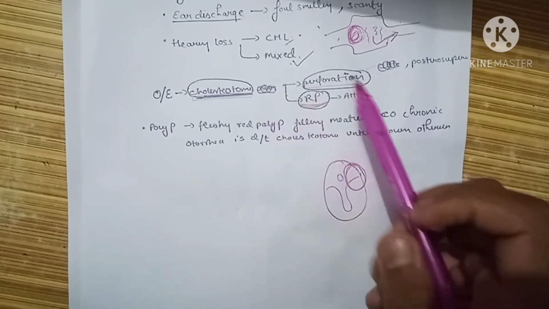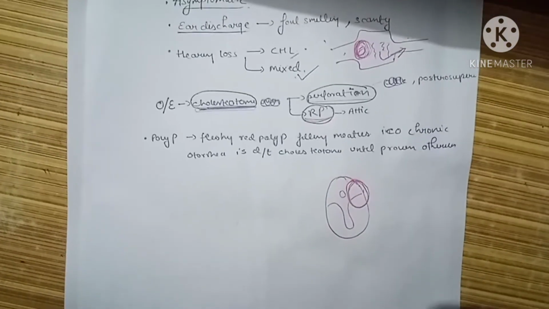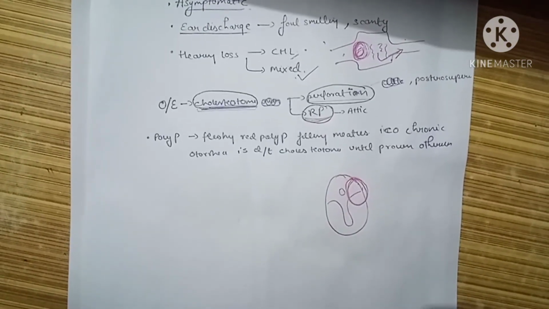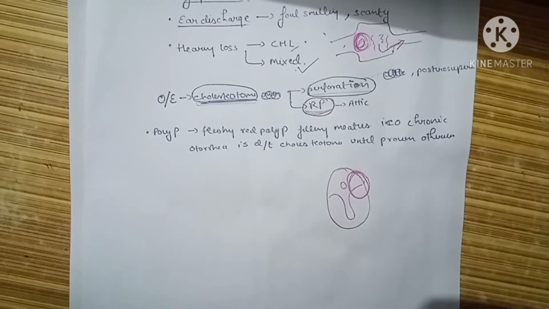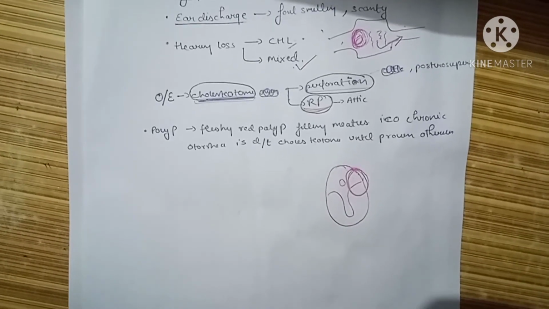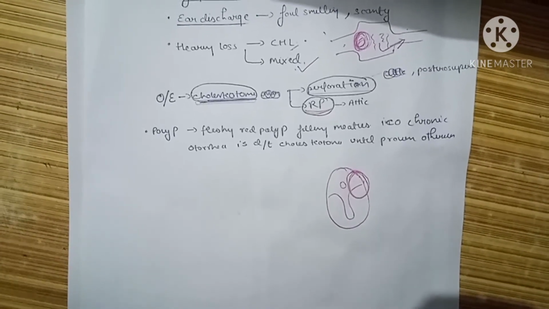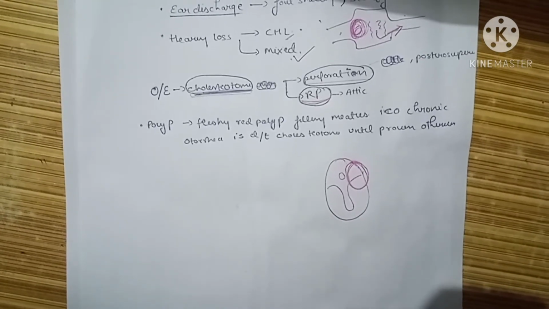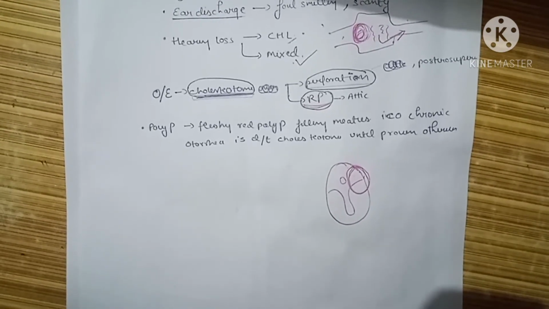The second thing which we may see in the otoscopy or microscopy is that there are retraction pockets within the attic. This we have already discussed. And the third thing is we may see a cholesteatoma. So these are three things which we see on examination.